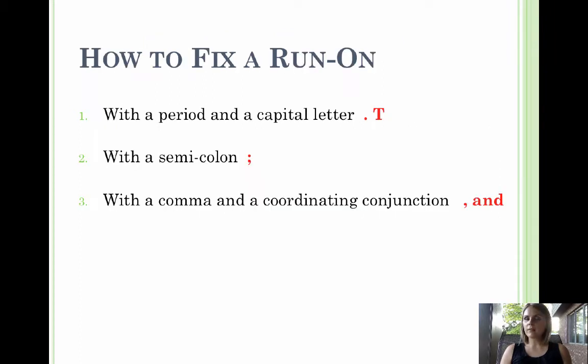So, we don't like run-ons. We never use them, not even on purpose. We're going to talk about several different ways to fix them. Number one, you can fix them with a period and a capital letter. Two, you can fix them just by sticking a semicolon in between the two complete thoughts. And three, you can fix them with a comma and a coordinating conjunction.